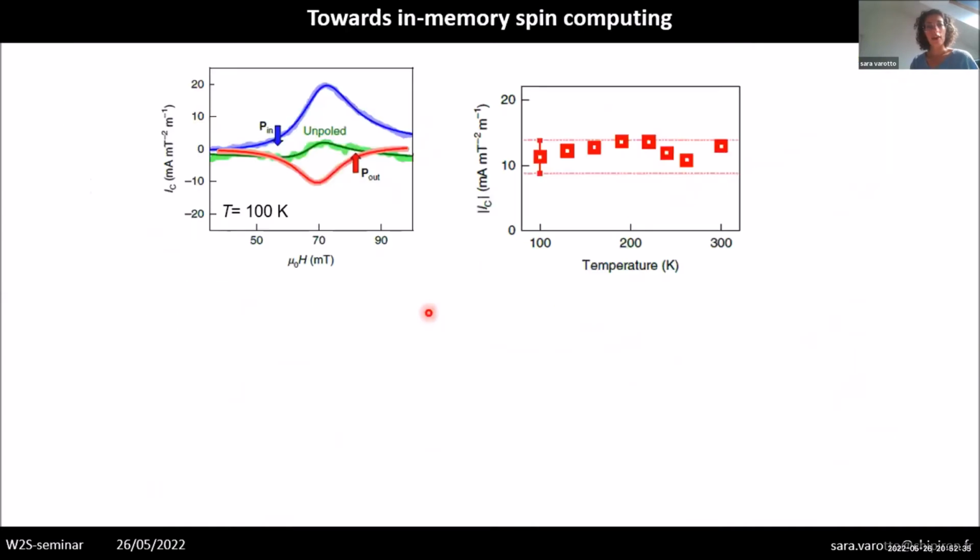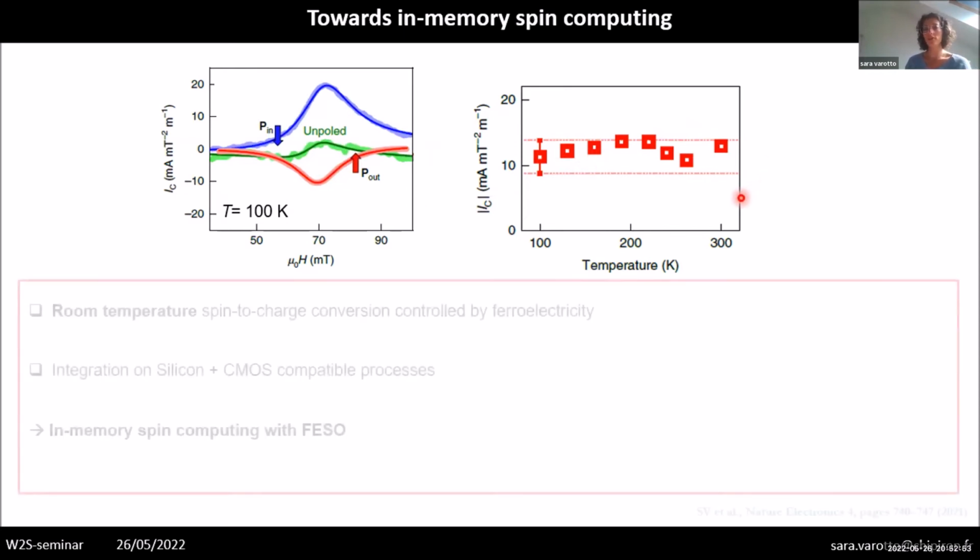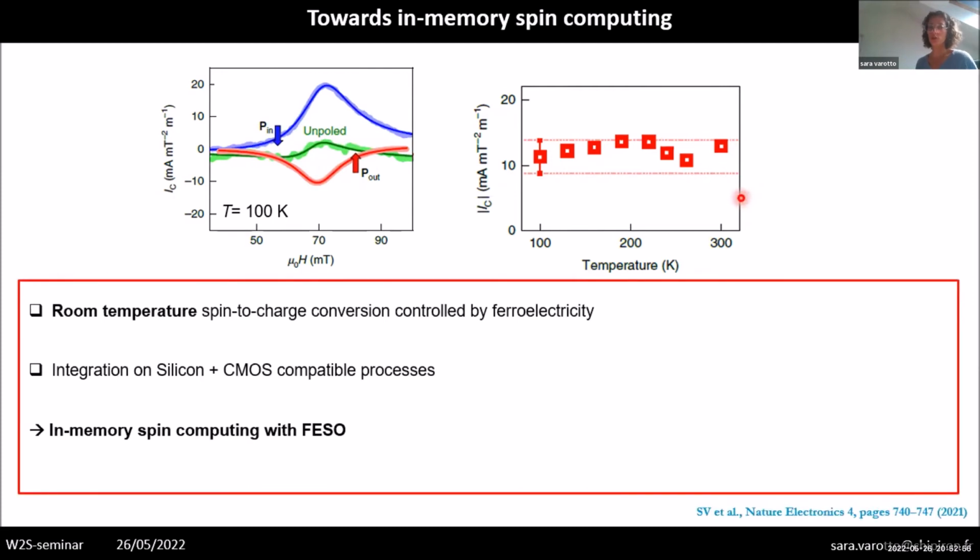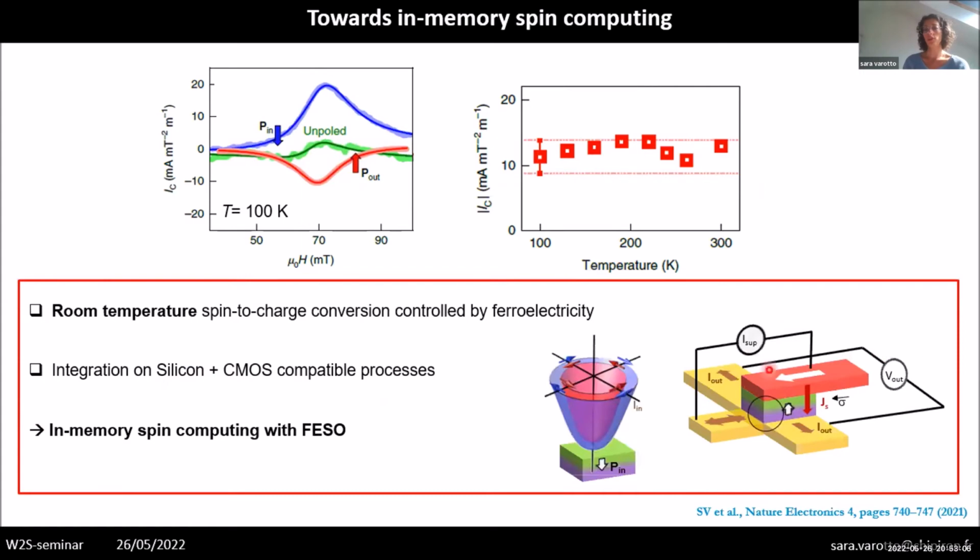And the last point, a very important remark, is that this switching can be obtained for all temperatures. I measured at 100 Kelvin because of the experimental setup. However, I could also obtain the same result up to 300 Kelvin. So this means that for the first time, we have spin charge conversion controlled by ferroelectricity operating at room temperature. Plus, considering that it's germanium telluride grown directly on silicon and compatible with CMOS, then we can really move towards this ferroelectric spin orbit logic device.